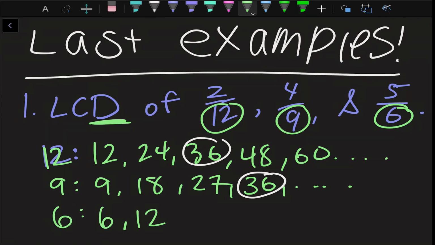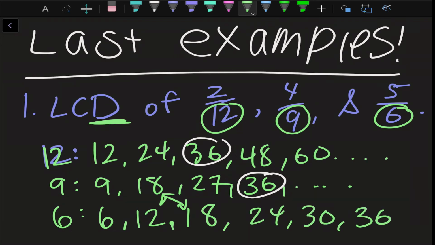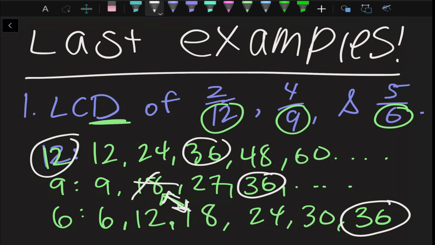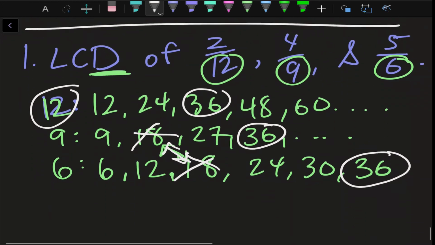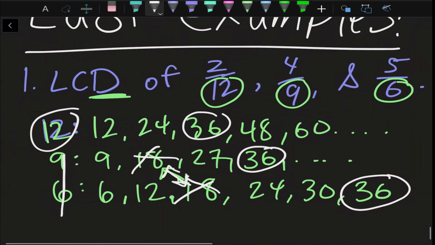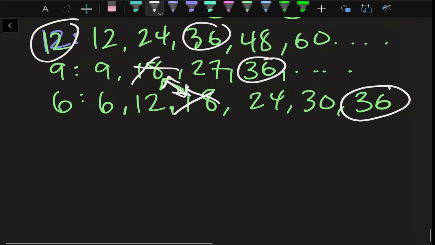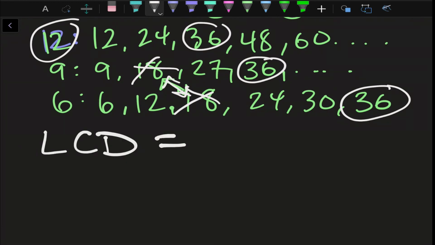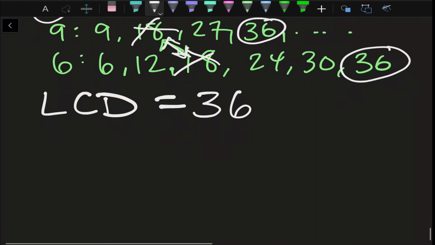6, 12, 18, oop, that's shared, but who knows. 24, 30, 36, there we go, that's the one we want right there. Because even though 18 is shared here, there's no 18 for 12, so it can't be 18. But they all have 36, so our lowest common denominator, our LCD, is equal to 36.